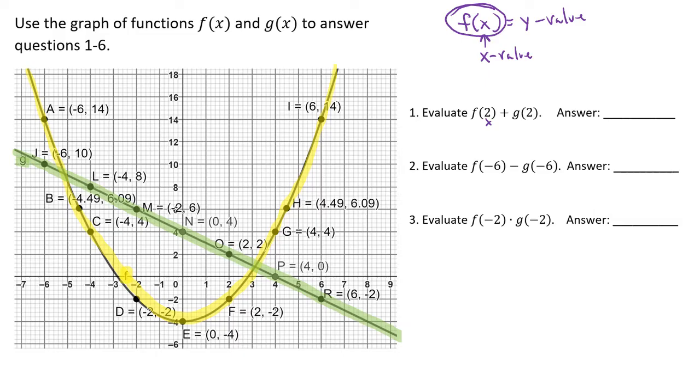So I go where x is 2, all right, so here's where x is 2, and then I look down and I see that's this point right here. Here's where x is 2, this is its y value. So I have negative 2 plus, now I'm going to do the same thing, but now I'm going to look to the g. When x is 2, what's the y value on the g? So now I look up. This is where x is 2. Its y value is 2. So I have negative 2 plus 2, which is 0.